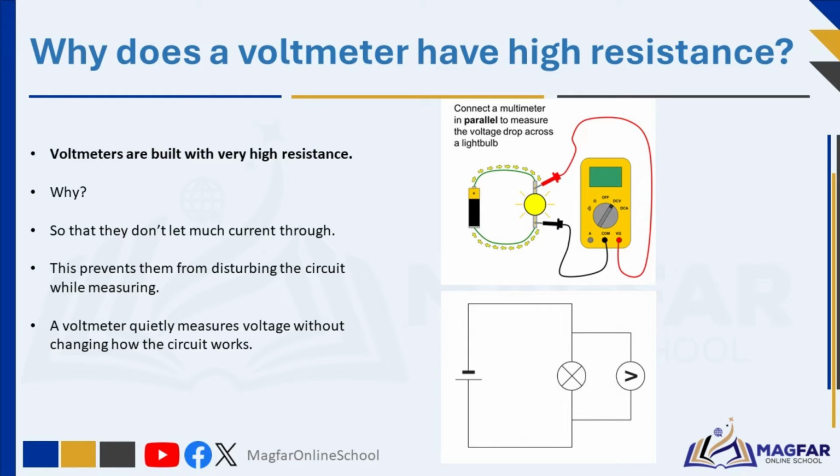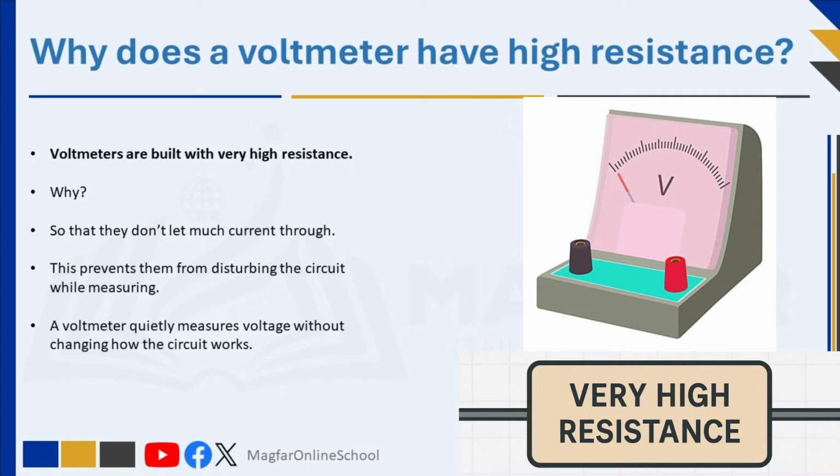It's important to remember that a voltmeter is built with a very high resistance, which means it offers a lot of resistance to the flow of electrical current. This is done on purpose, so that the voltmeter does not disturb the flow of current in the circuit while it is taking a reading.